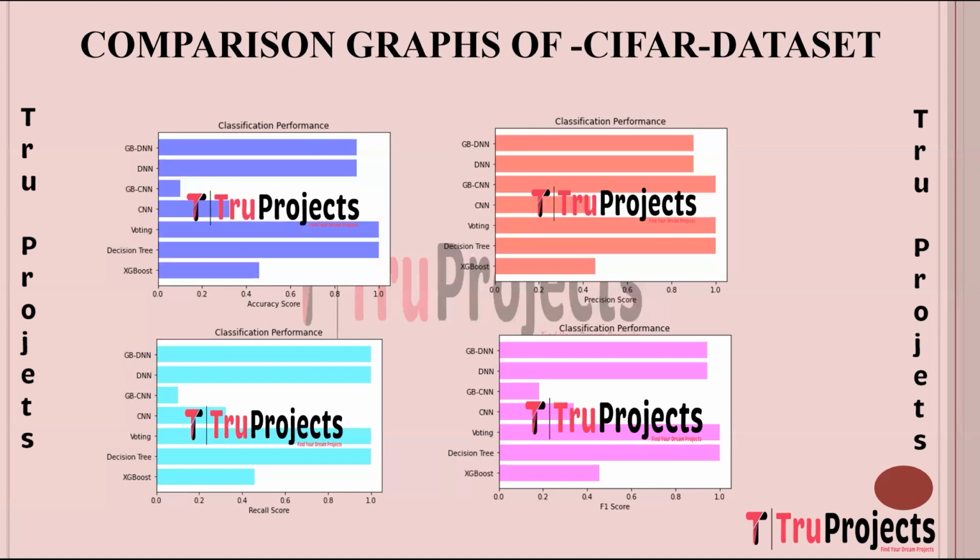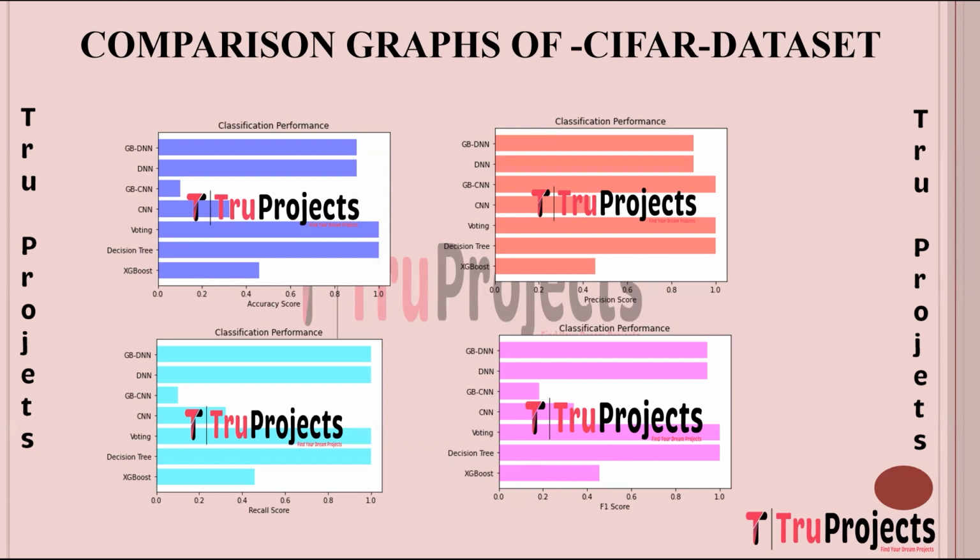Recall, also known as sensitivity or true positive rate, measures the model's ability to correctly identify all relevant instances in the dataset. It calculates the ratio of true positives to the total number of actual positive instances, true positives plus false negatives. This is the F1 comparison graph. Here on the x-axis we have F1 score and on the y-axis we have algorithm name.